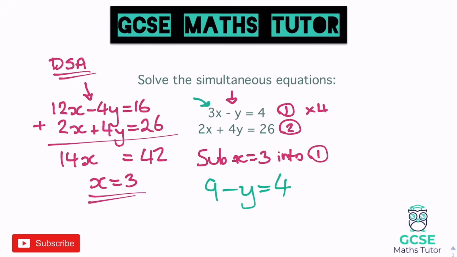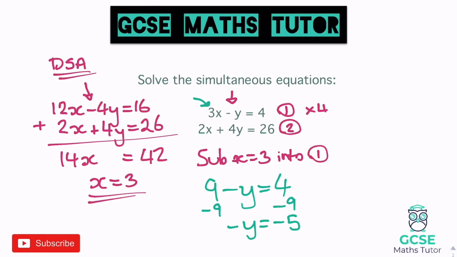Now you can do this logically. You could think, okay, well 9 take away something equals 4. That number has to equal 5, doesn't it? But if we solve it just like normal, let's get rid of this number so that we know the answer is 5. But let's have a look. Let's take away 9 from both sides, and we get minus y, negative y, equals -5.